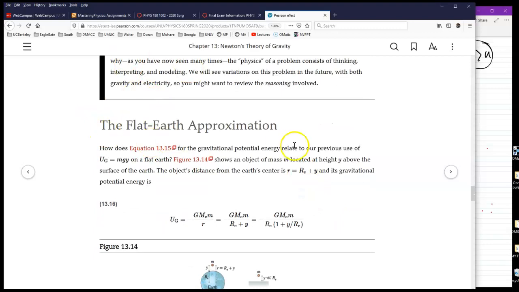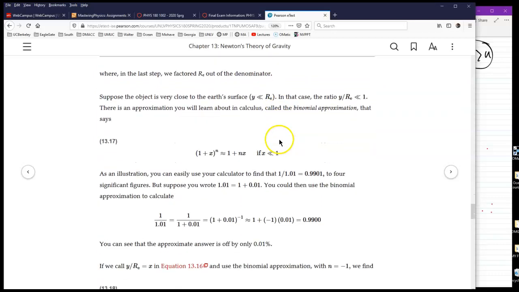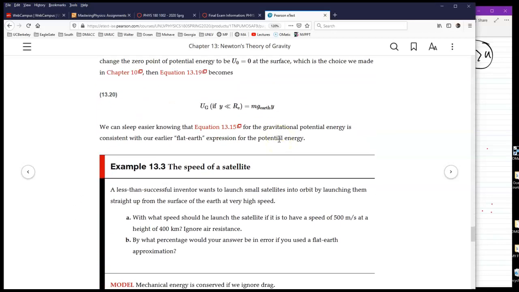Then there is a section called Flat Earth Approximation. You can read it, but you're not going to see it on the homework. I think there is no problem on the homework or exam, okay? It's kind of a cool subject, you know, read about it. It's very interesting, but I'm not going to be testing you on it at all, okay?